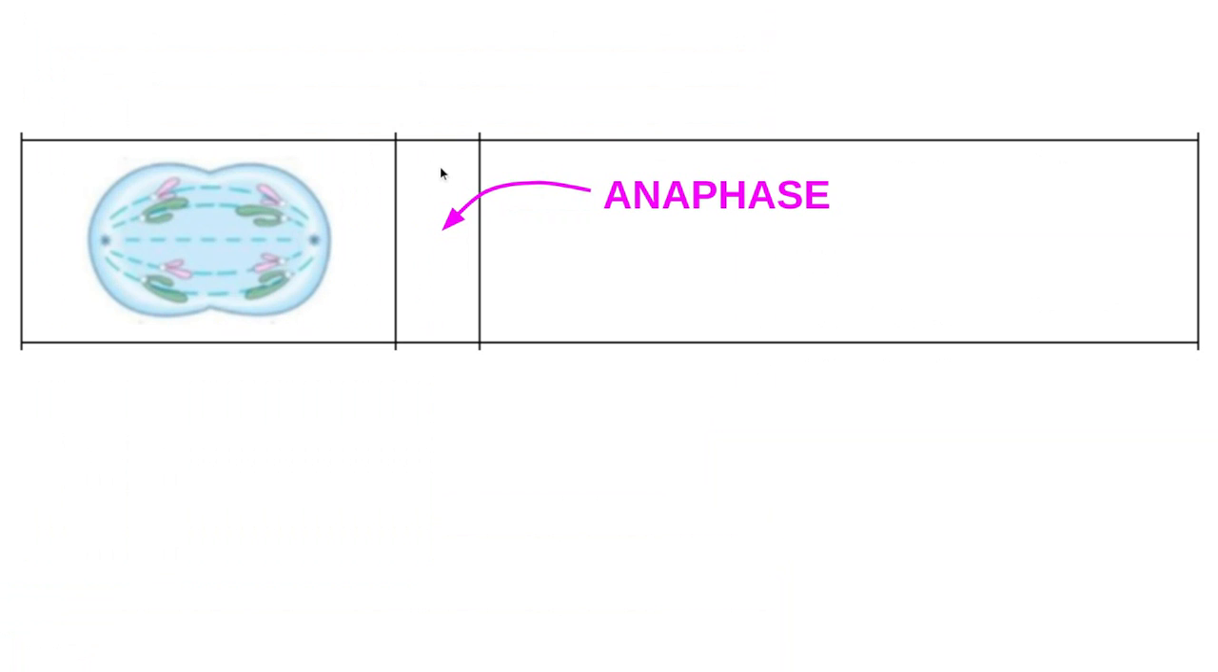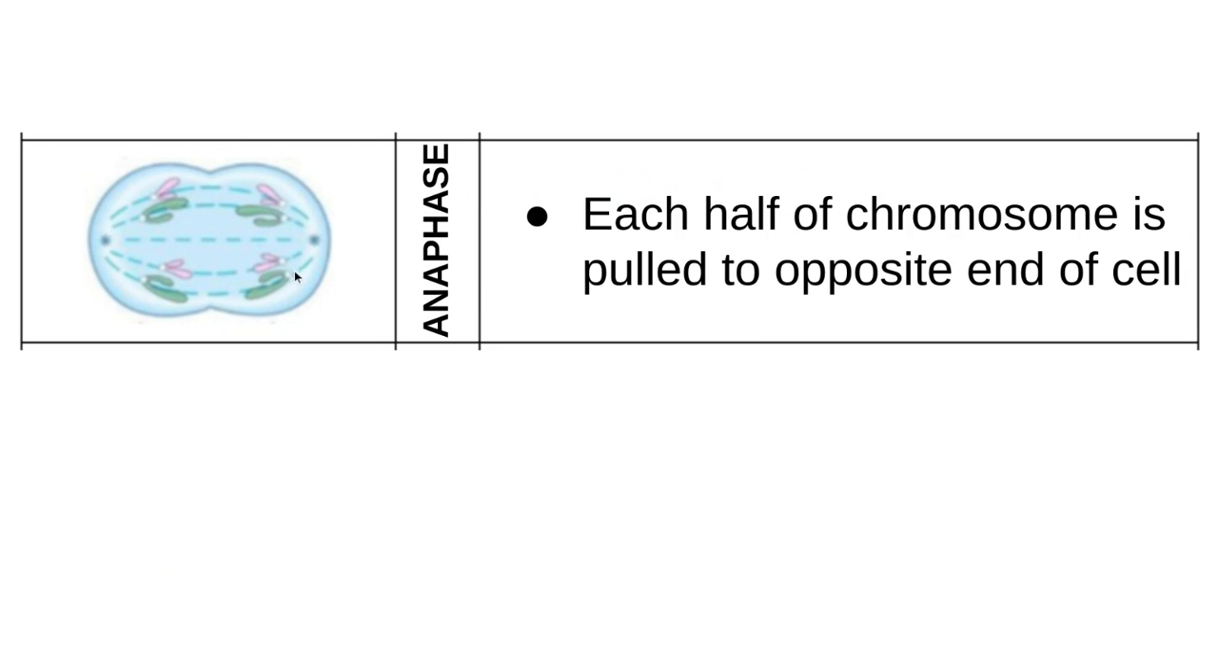PMAT, next up, we did prophase, metaphase. We have A for anaphase. So we're going to write anaphase here. You'll notice our chromosomes are pulling apart to either end of the cell. All right, so remember these chromosomes, they're copies. One copy goes to one side, one copy goes to the other side.